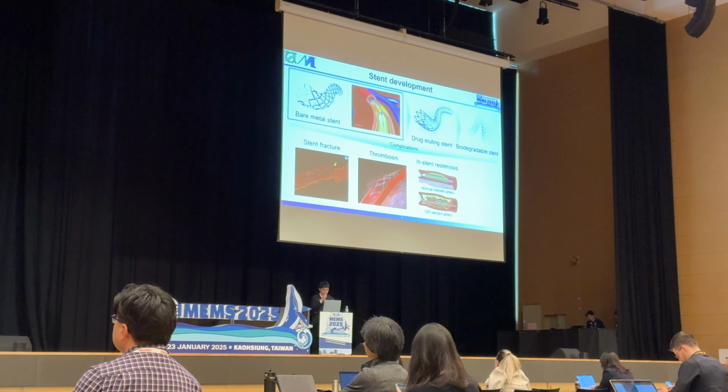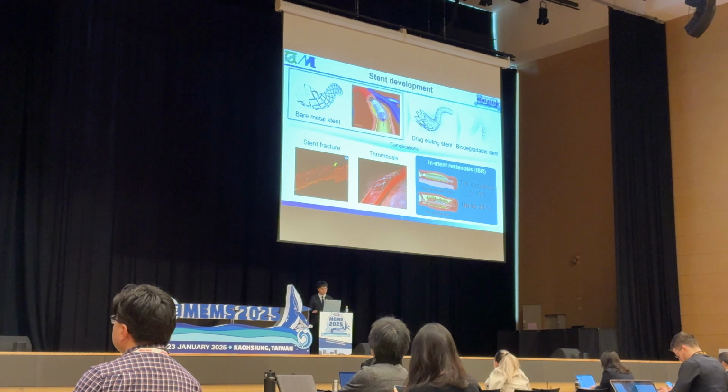And even though the stent has been developed for many years to improve its performance, there are still a lot of complications that may happen, like stent fracture, thrombosis, and in-stent restenosis. And of all of these, in-stent restenosis is the most common. There is up to around a 20% chance that in-stent restenosis, what we call ISR, will happen.